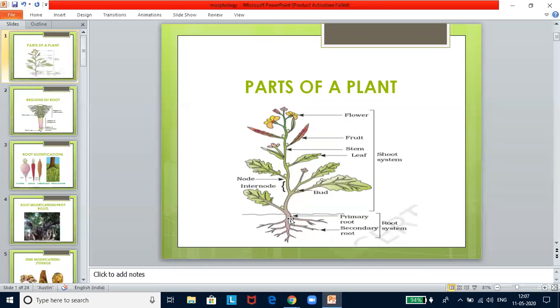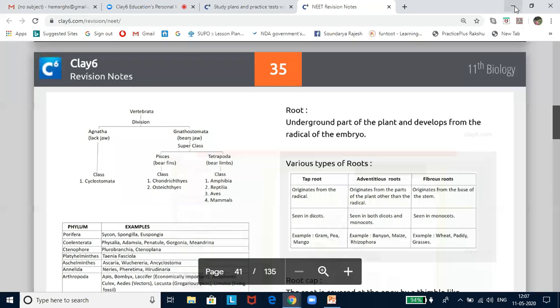And primary root. This is the main root that comes, the primary root. And the roots that are coming out from this primary root are the secondary roots. And if you see other branches coming out from the secondary root, they form the tertiary roots. So this is very important as far as this diagram goes. Now let us get into the roots.